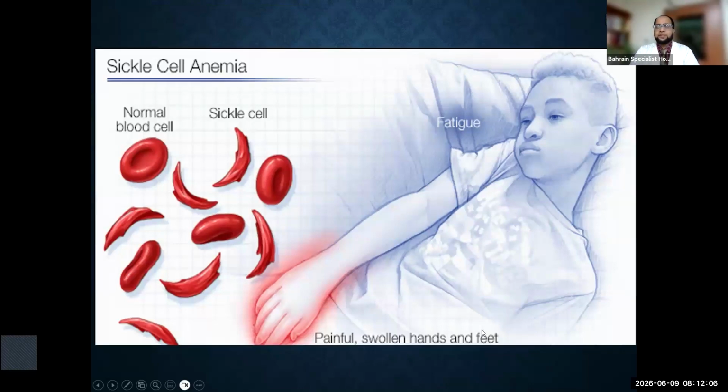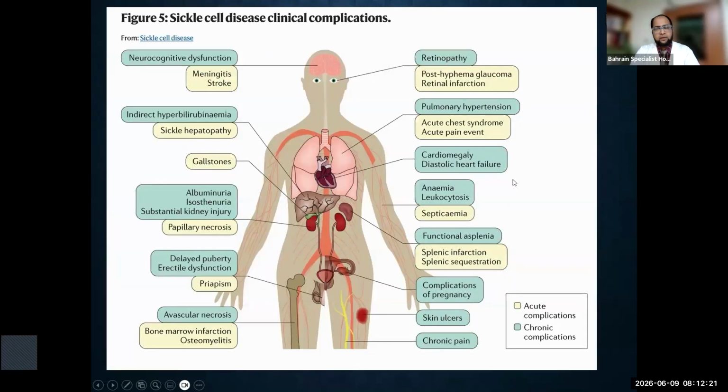As we know, the most common presentation with which these sickle cell disease patients present is painful and swollen hands and feet, and with extreme fatigue due to hemolysis and loss of hemoglobin. If not treated, then the patients can land up into complications like pulmonary hypertension, which can lead to cardiomegaly and heart failure. And other complications like septicemia, and further due to vaso-occlusive episodes, splenic infarction and avascular necrosis of bones will happen. And finally, the patient will land up in end organ damage.